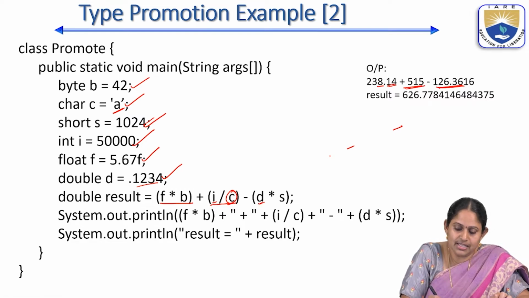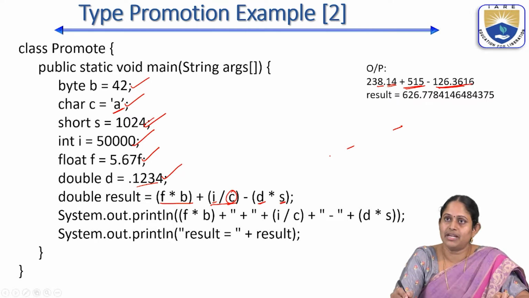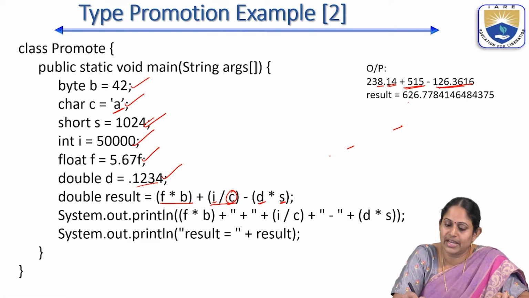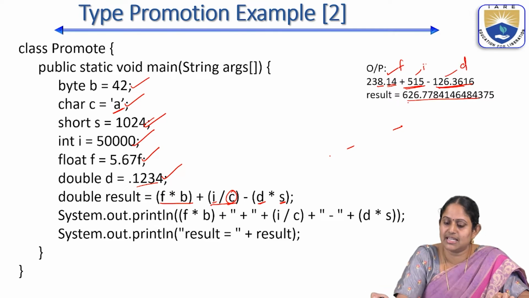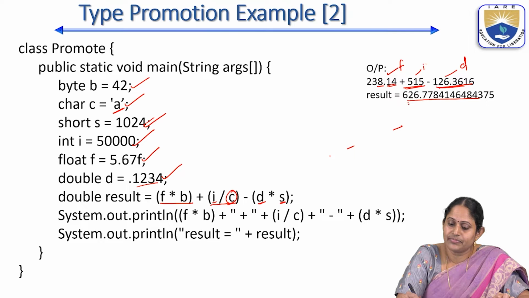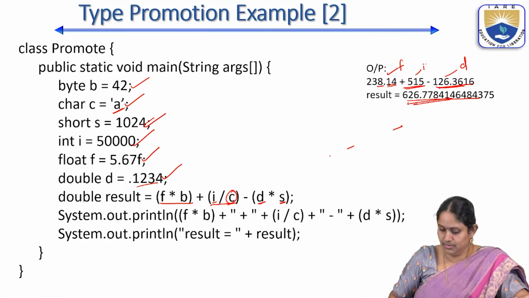Then D is double and S is short. So the result will be converted into double. The result type will be double. So you get 126 and final. Of all this, this is a float, this is int and this is double. So the final result will be double. So this is how type promotion occurs in Java.